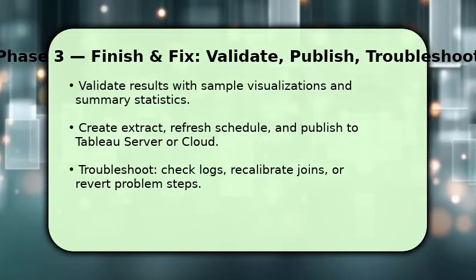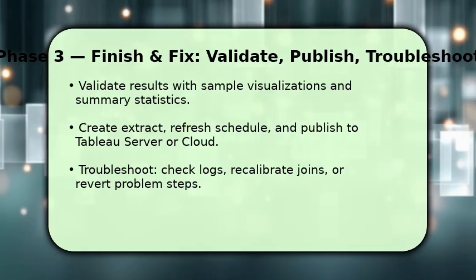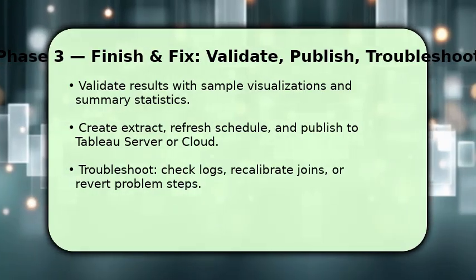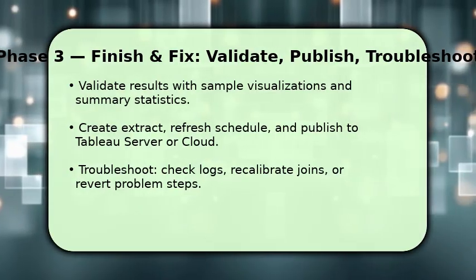If something goes wrong, first check the join logic and step history, then consult logs and revert the offending cleaning step to isolate the issue, because step-by-step rollback is the fastest fix.